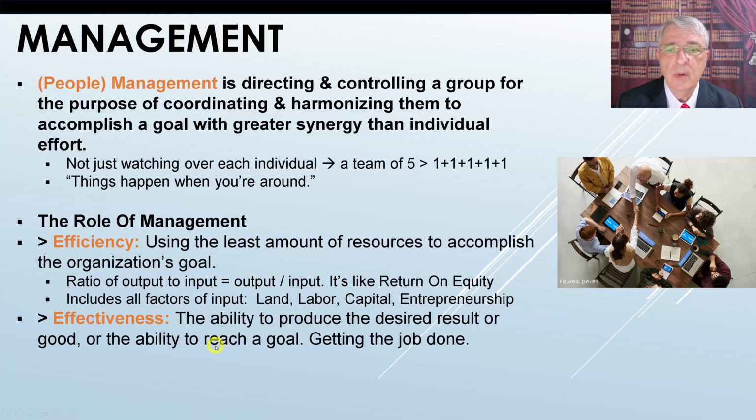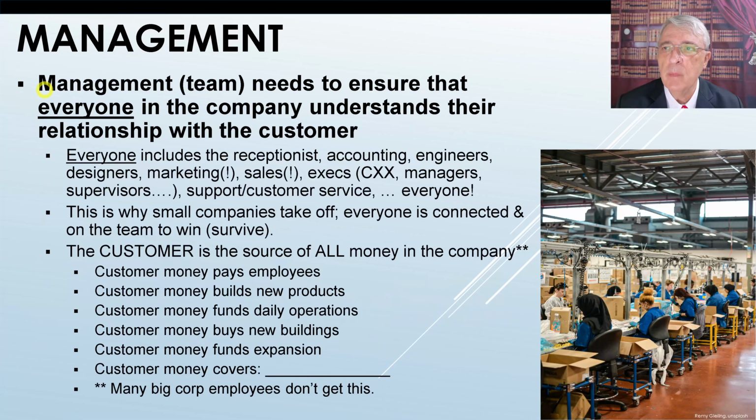Effectiveness is the ability to produce the desired result or the ability to reach a goal. So it's just getting the job done. We're going to use management in many different ways. Sometimes it's a person. Sometimes it's a team of people. Sometimes it's a verb that describes what you're doing.